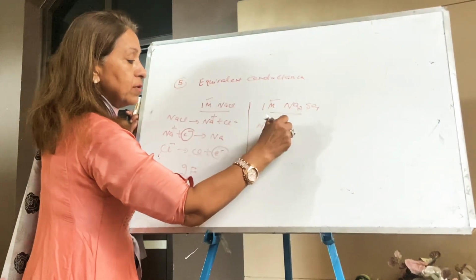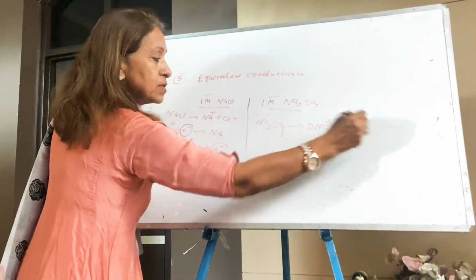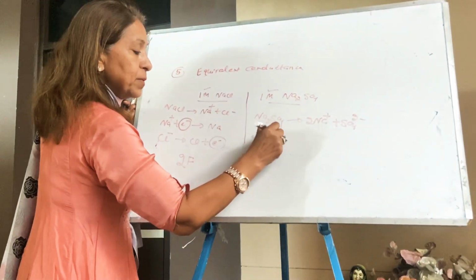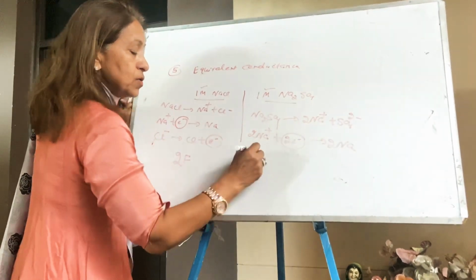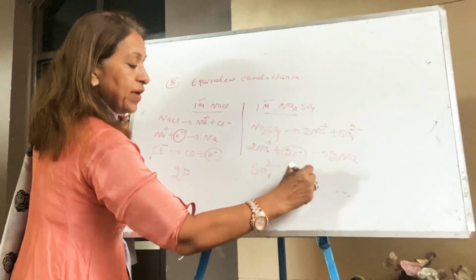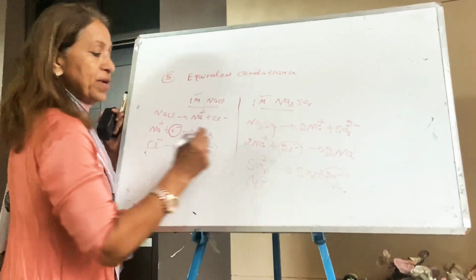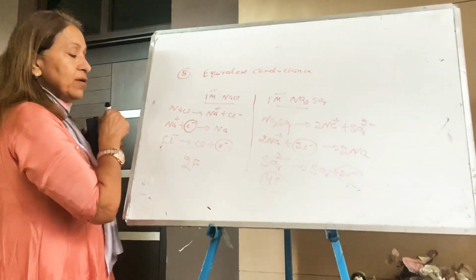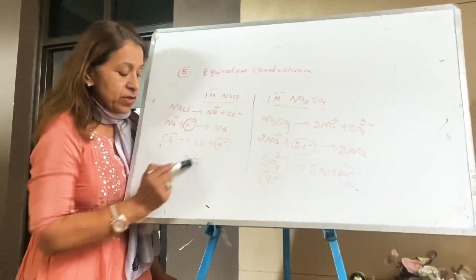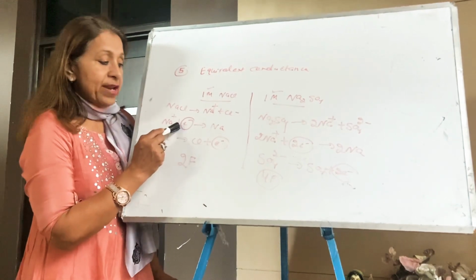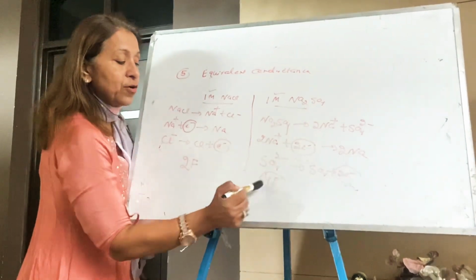Next is sodium sulfate. It is 2 sodium ions and sulfate ion, 2 minus. 2 sodium ion plus 2 electron gives 2 sodium. Sulfate ion gives sulfate plus 2 electron. Write here 4 Faraday, 2 plus 2, 4. Now students, you can check: when 1 M NaCl is electrolyzed, it requires 2 Faraday electricity. 1 mole of electron carries 1 Faraday. This means 2 Faraday here, and 2 electron, 4 Faraday here.